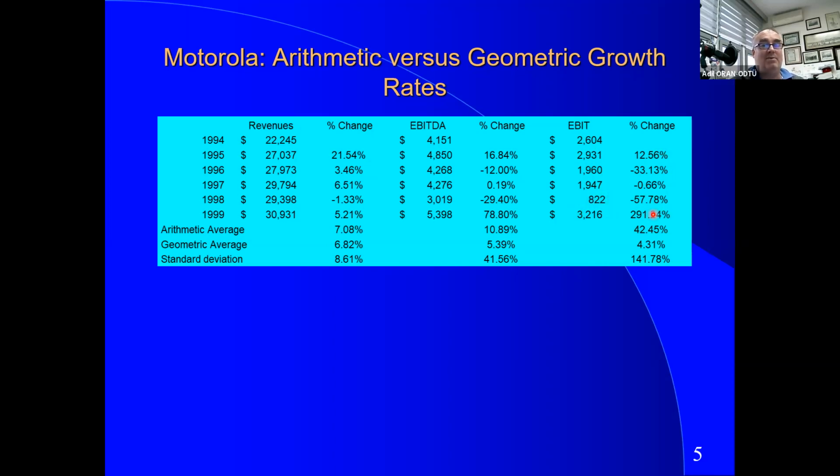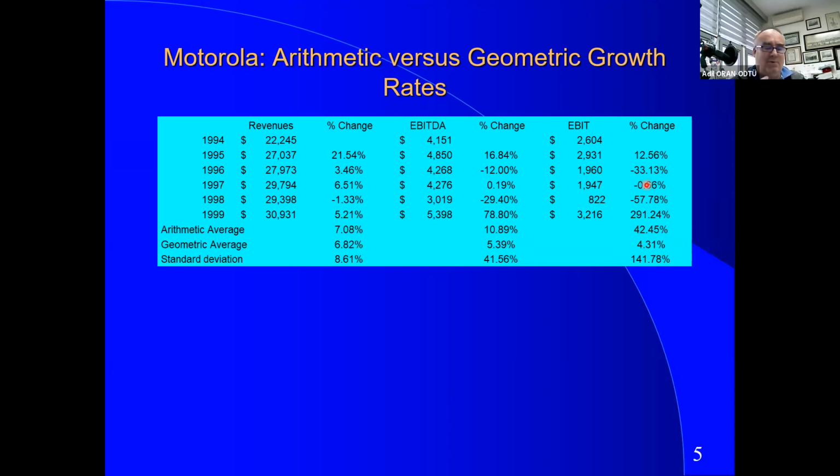And then look at this, 291% growth in 1999. So the arithmetic average is very, very high, but the geometric average, look at this, only 4.3%. Standard deviation, huge. So yeah, if you look at these, they can be quite different, especially if there are big changes between positive and negative numbers when you calculate its geometric average. Another good example of that, which is very easy to understand.